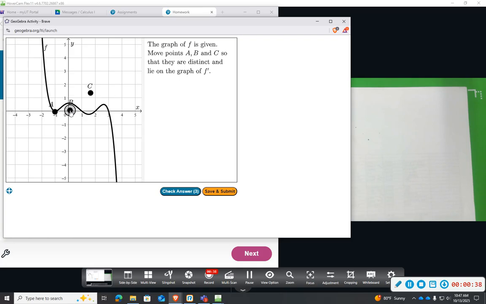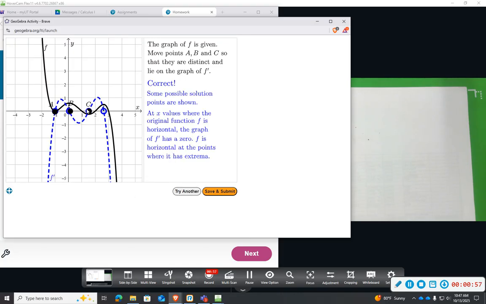So I'm just placing these points A, B, and C on the axis right above or below a minimum or maximum. And you can pick any of them. I could pick this one, or I could pick this one over here. It doesn't matter. Those are the ones we will know for sure. Okay. And it puts some circles kind of close.